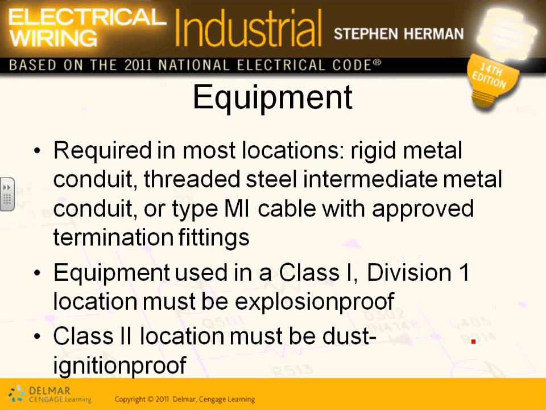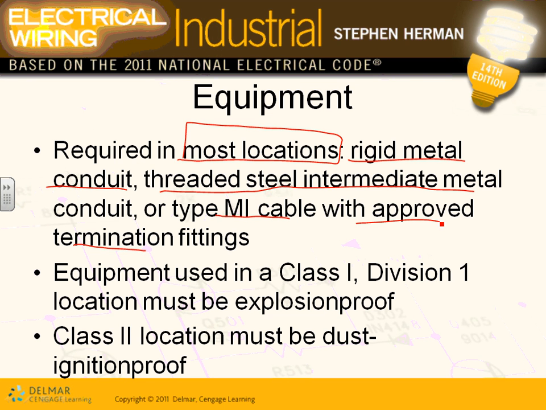Equipment in most locations, especially Class 1 Division 1 and Class 2, guys, you're dealing with rigid conduit and threaded steel or intermediate conduits, or MI cable with approved fittings. If anybody ever asks you, what are the wiring methods in a Class 1 or Class 2 location? Always say rigid or intermediate threaded equipment, and you're safe in these two classified locations.